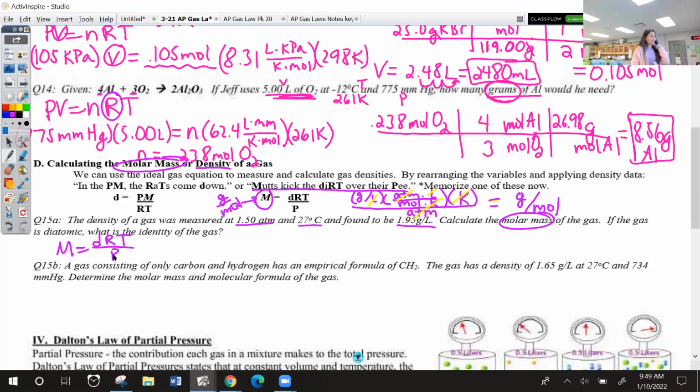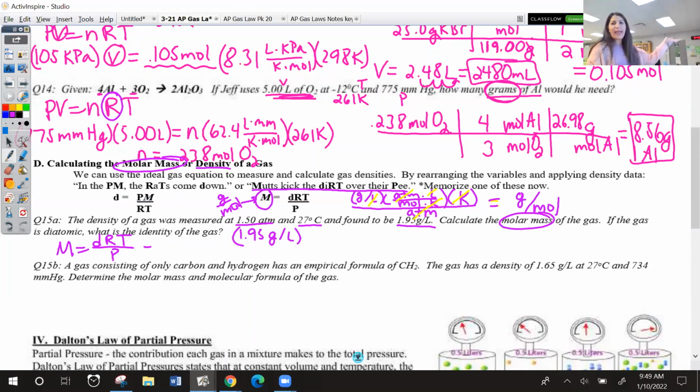Okay, so our density, let's go ahead and fill in our density. So we have 1.95 grams per liter. Okay, which R do we want to use?